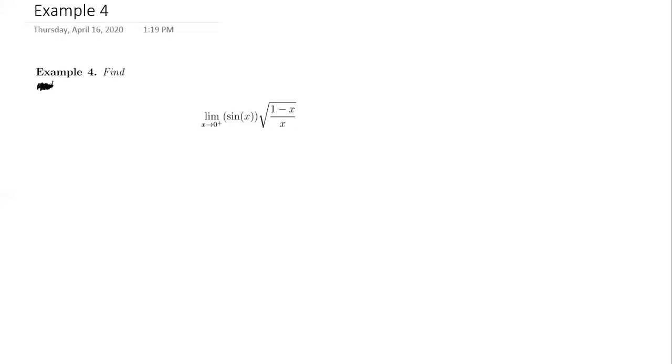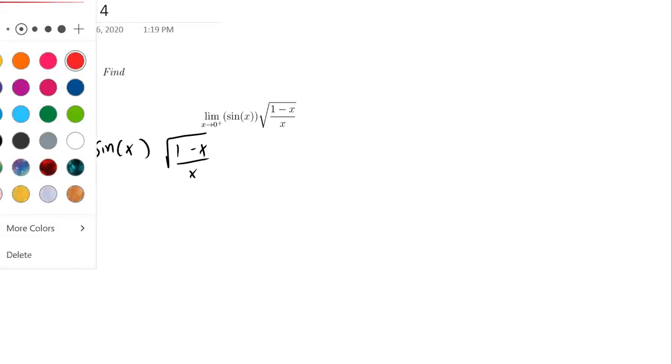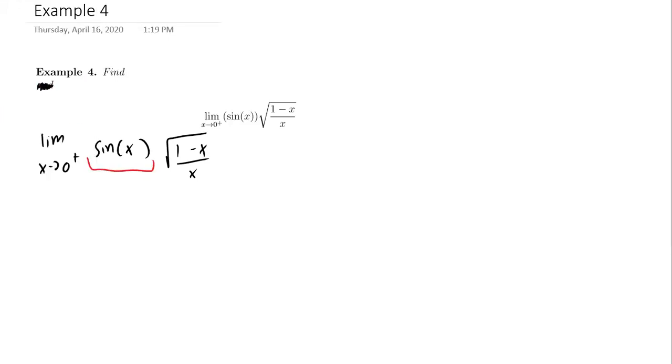This is a good example of this, and we'll see more of these examples in the next videos. So suppose I want to find the limit as x approaches 0 from the right of sine of x times the square root of (1 minus x) divided by x. Notice, this is a product of functions. If both limits existed, I could just plug in x equals 0 into both functions. And when I say a product, I'm thinking of this is a function and this is a function.